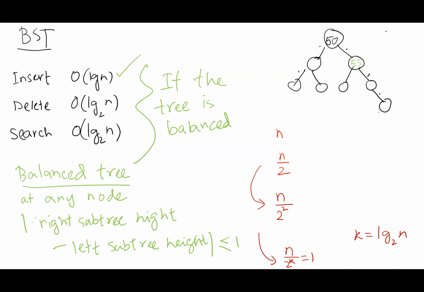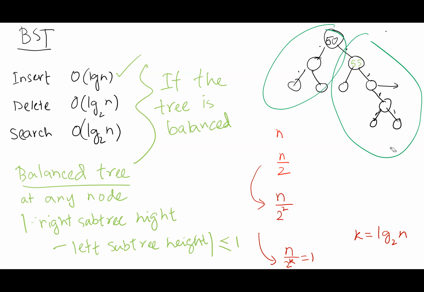But if I add more, say this, now it's no longer balanced. Because if you come here, what is the left subtree height? 0. What is the right subtree height? 2. So the difference becomes 2. This is no longer balanced. So you can see that if it's balanced, there is always a similar number of nodes on the left as well as the right.